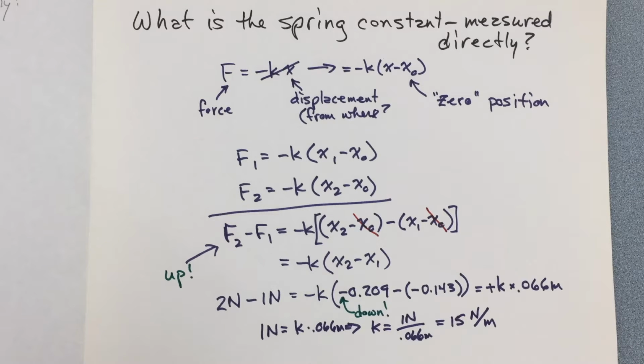The difference between the two forces is simply 1 Newton. The difference between those two positions is 0.066 meters. Rearranging this, I find that the spring constant is simply equal to 1 Newton divided by the 0.066 meters, or about 15 newtons per meter.